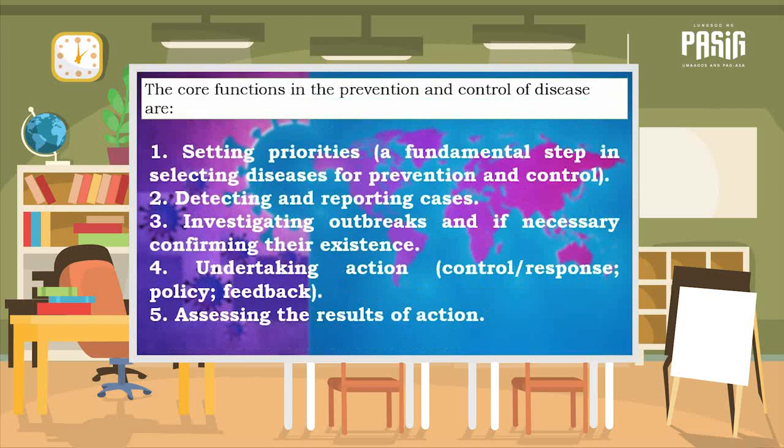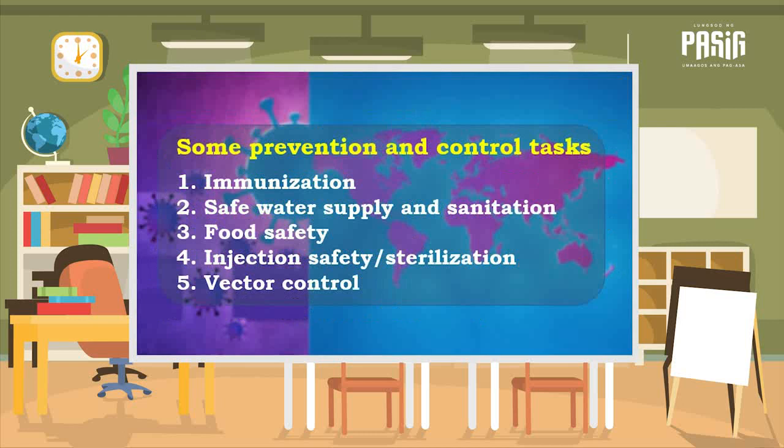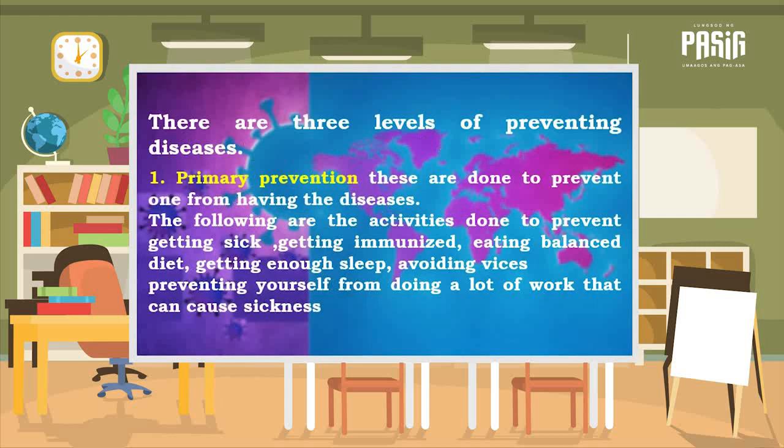The core functions in the prevention and control of disease are: 1. Setting priorities, 2. Detecting and reporting cases, 3. Investigating outbreaks, 4. Undertaking action, and 5. Assessing the result of action. Some prevention and control tasks: 1. Immunization, 2. Safe water supply and sanitation, 3. Food safety, 4. Injection, 5. Vector control. And there are 3 levels of preventing diseases.